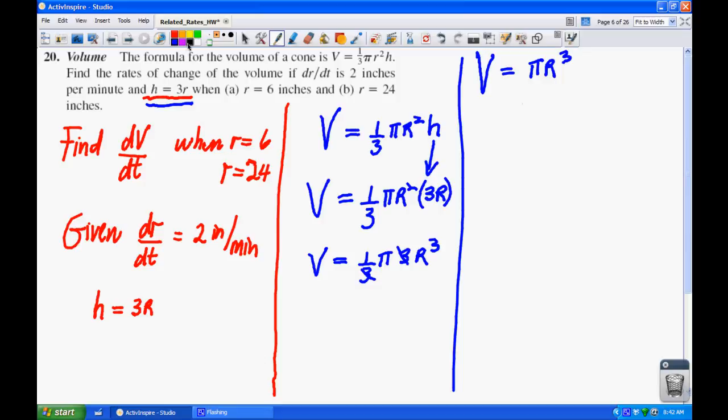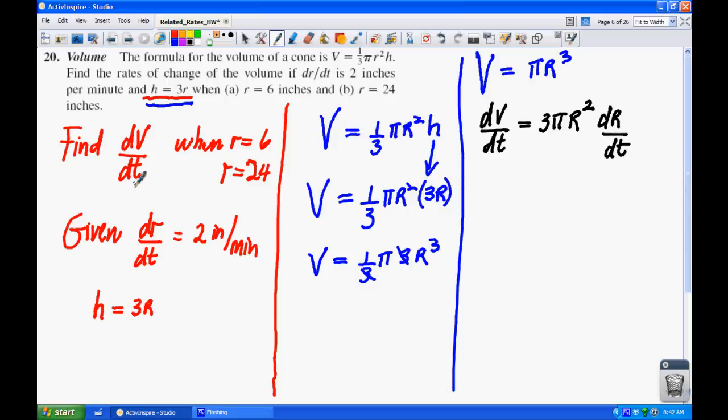All right, so here's where we're at now. We're going to have to differentiate both sides with respect to t. The left side is easy, just dV/dt. Pi is a constant, so I'm going to put 3 in front. I'm going to have 3 pi r. Take 1 from the 3, you get 2, times the derivative of r with respect to t. So I'm going to end up with dr/dt.